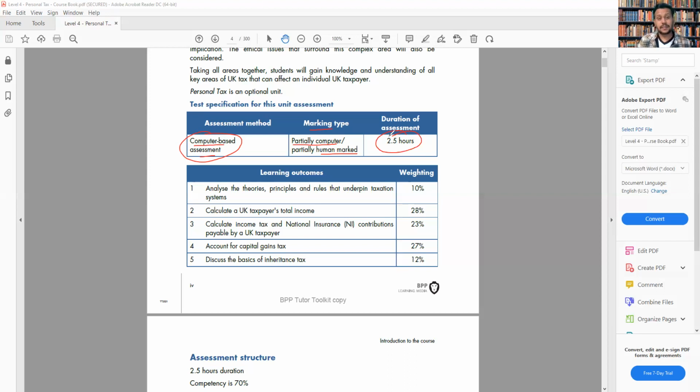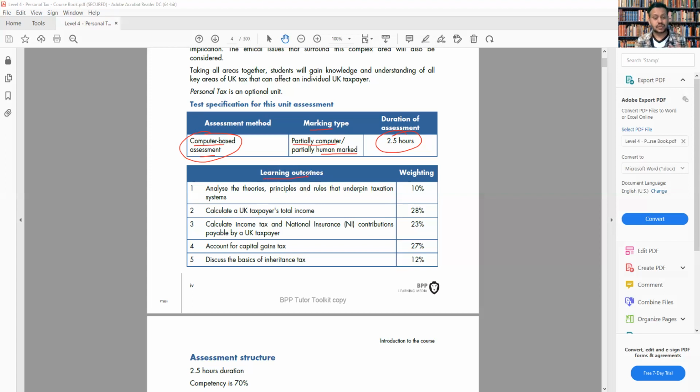Once the exam time is over, the exam window will be closed automatically. So if you cannot even finish the exam on time, the exam will be submitted automatically. It's not like you have to be worried, okay, I couldn't submit on time, the time is over. Not a problem, because even if you couldn't submit the exam on time, the exam will be submitted automatically for you after 2.5 hours.